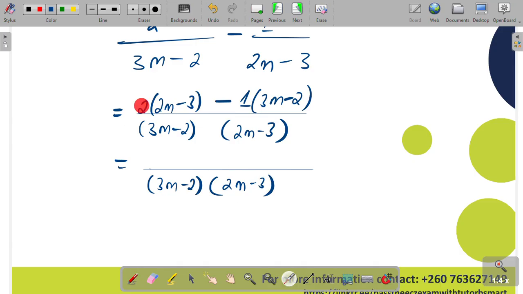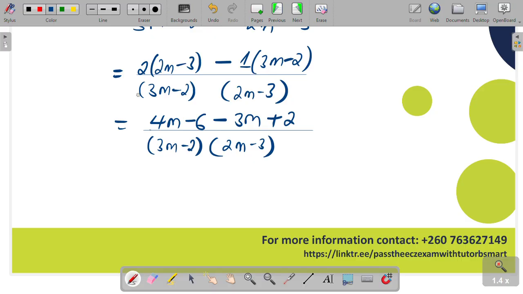Now let's expand. 2 by 2m, it is 4m. And then 2 again times negative 3, it is negative 6. Continue. Negative 1 by 3m, it is negative 3m. Then negative 1 times negative 2, it is positive 2. This is how you go about it.